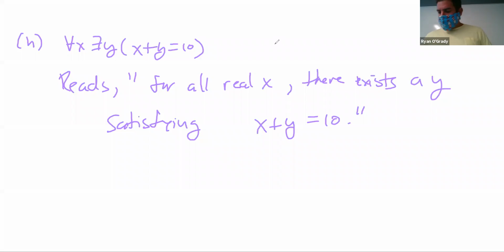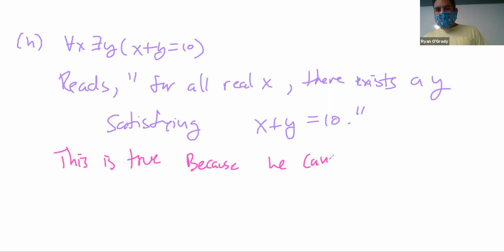Why is this true? This is true because we can choose y equal to 10 minus x. Anytime Fink picks a number, I just take 10 minus x, and that's my y. And then when you add them up, you get 10.